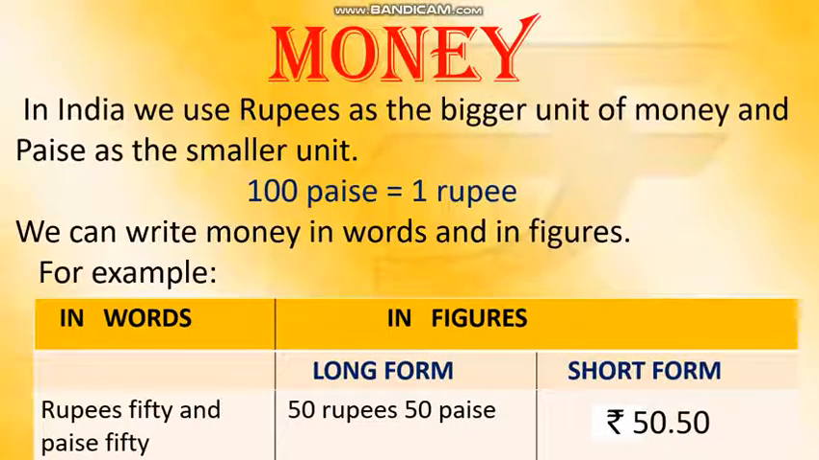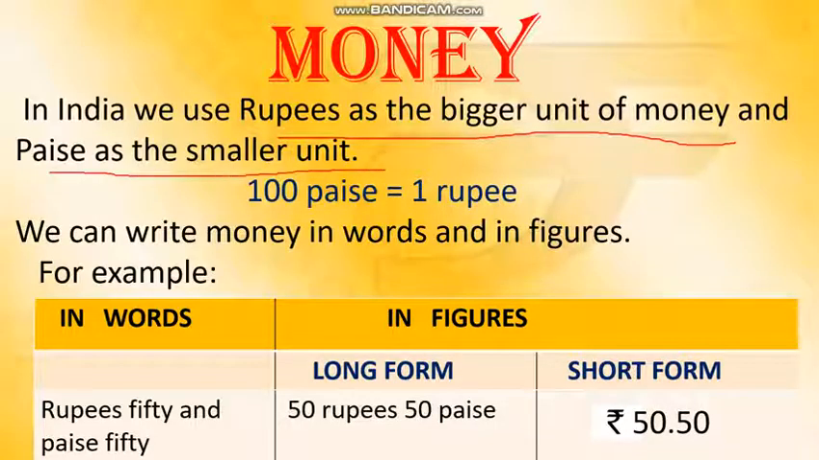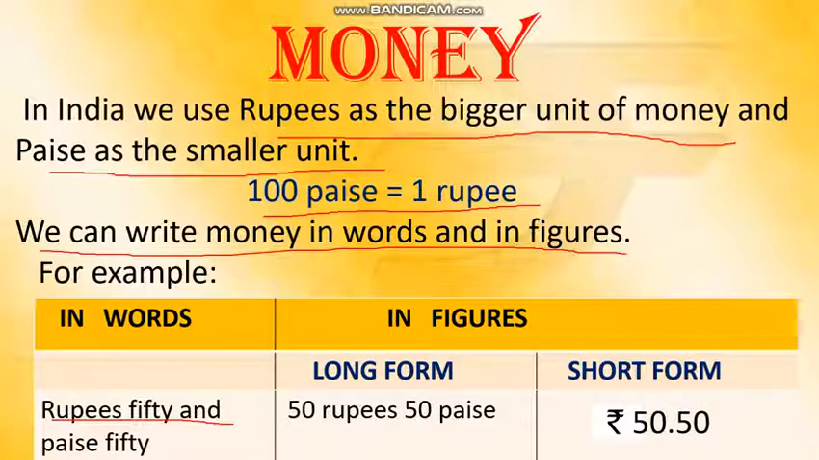In India, we use rupees as the bigger unit of money and paise as the smaller unit. As we know, 100 paise equal 1 rupee. We can write money in words and in figures. For example, in words, we write rupees 50 and paise 50. In figures, we can also write money in long form and in short form.